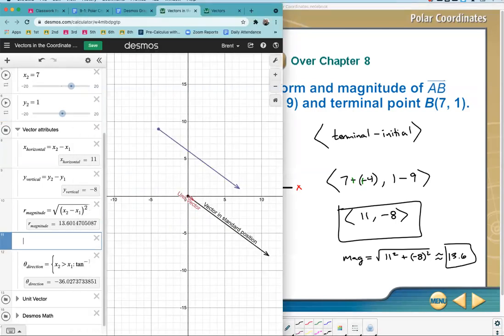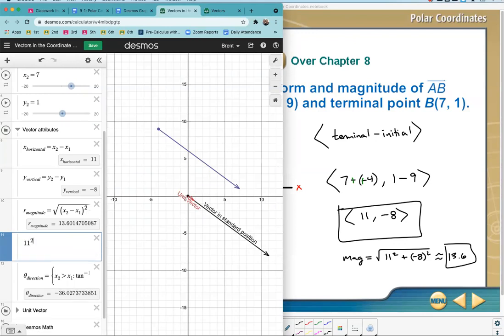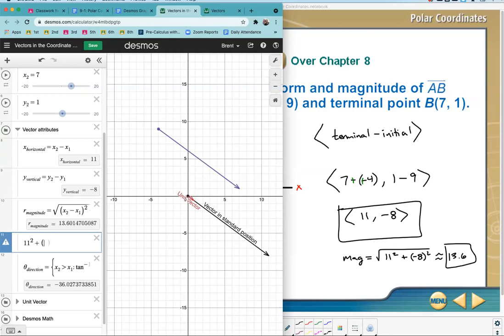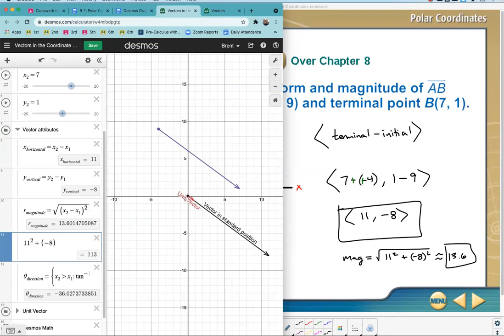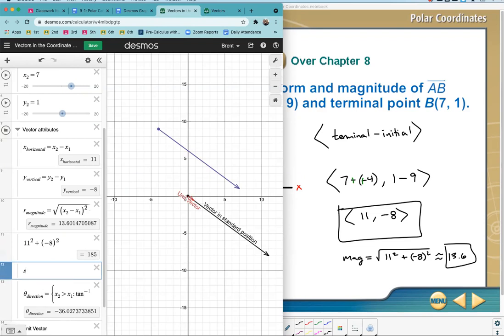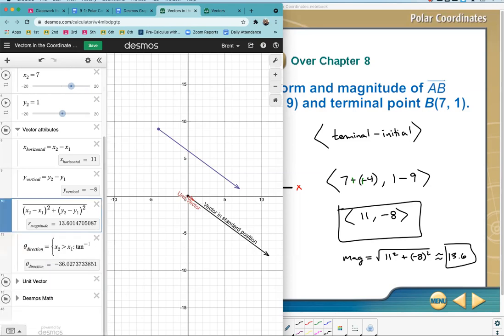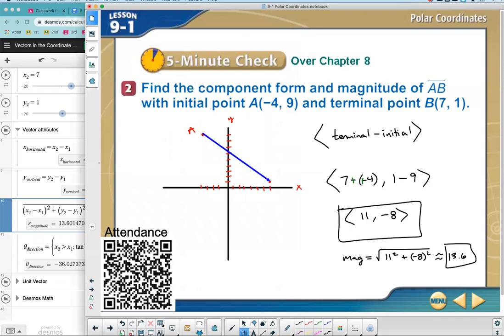What is that as a square root? 11 squared plus negative 8 squared is 185. The square root of 185 is that 13.6. Yep, so we did our math right. The square root of 185. All right, so there's your bell ringer. There was kind of an algebra overview as well as a technology usage.